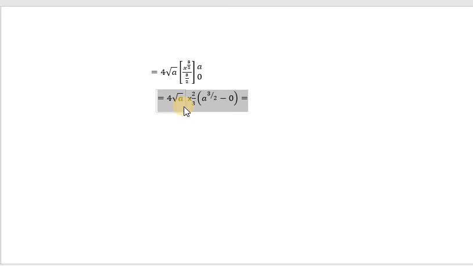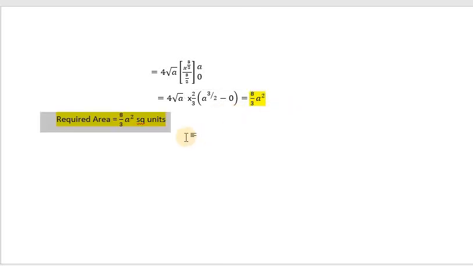So 4 root a into 2 by 3 into a to the power of 3 by 2 minus 0. So by simplifying this again we get 8 by 3 a square. 8 by 3 a square is the required area. So the required area is 8 by 3 a square square units.